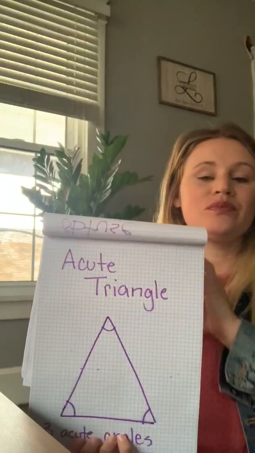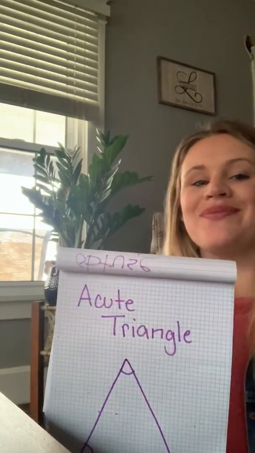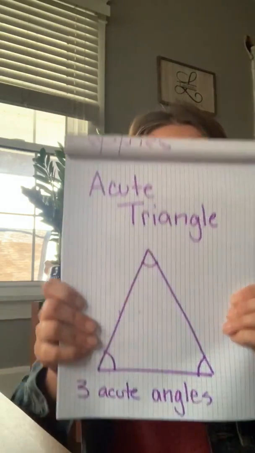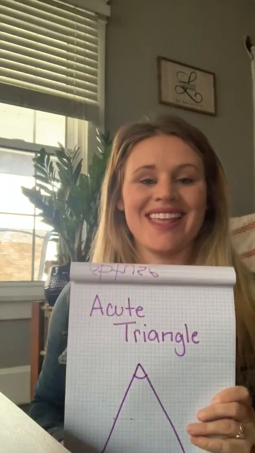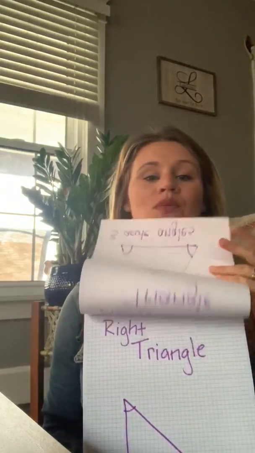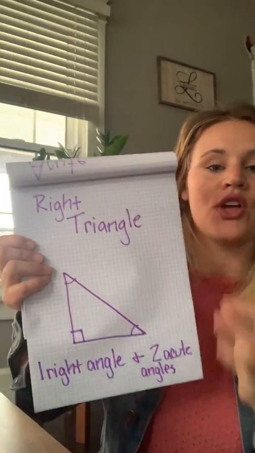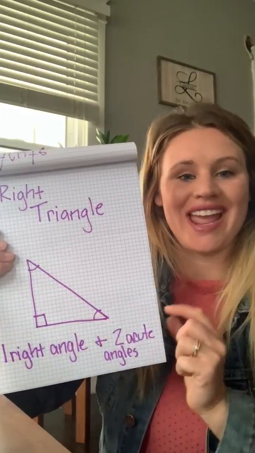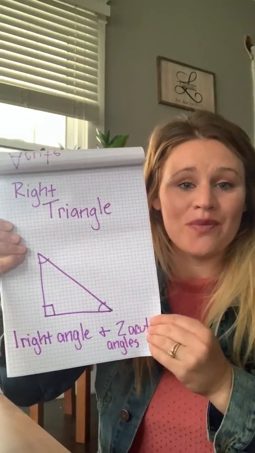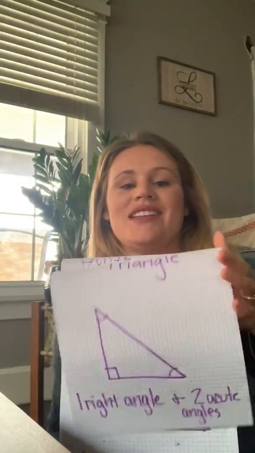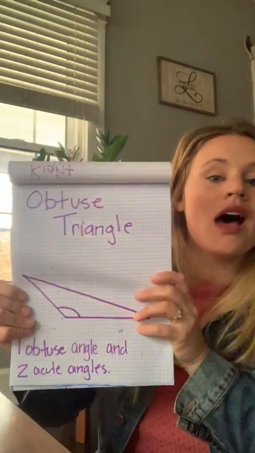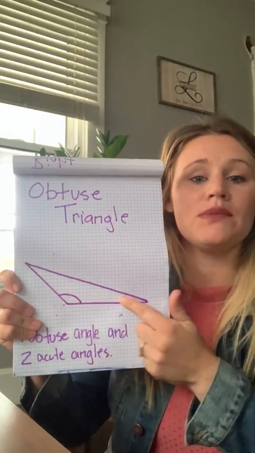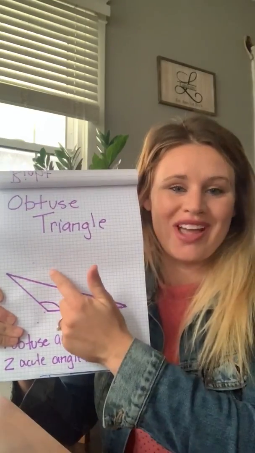Just a few more. We're also going to venture into our triangles. This is an acute triangle. An acute triangle has 3 acute angles. After that, we have the right triangle. The right triangle has 1 right angle and 2 acute angles. And that's what makes it a right triangle. The final one is our obtuse triangle. The obtuse triangle has 1 obtuse angle and 2 acute angles.